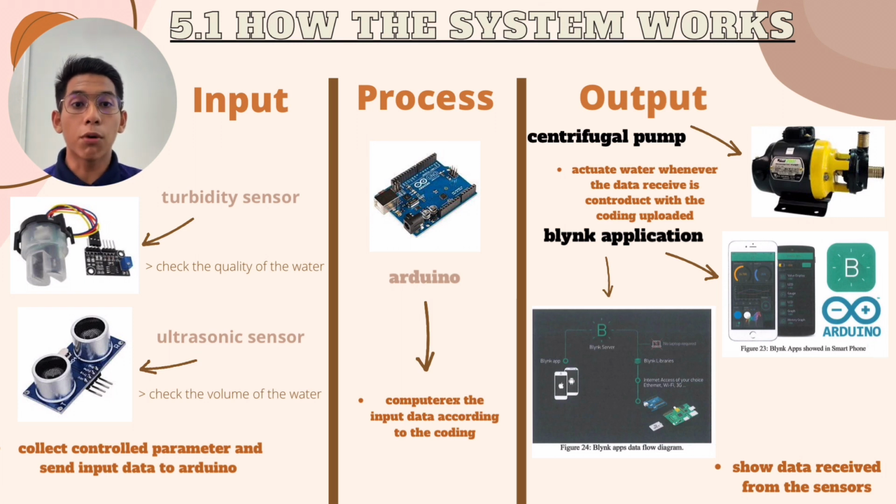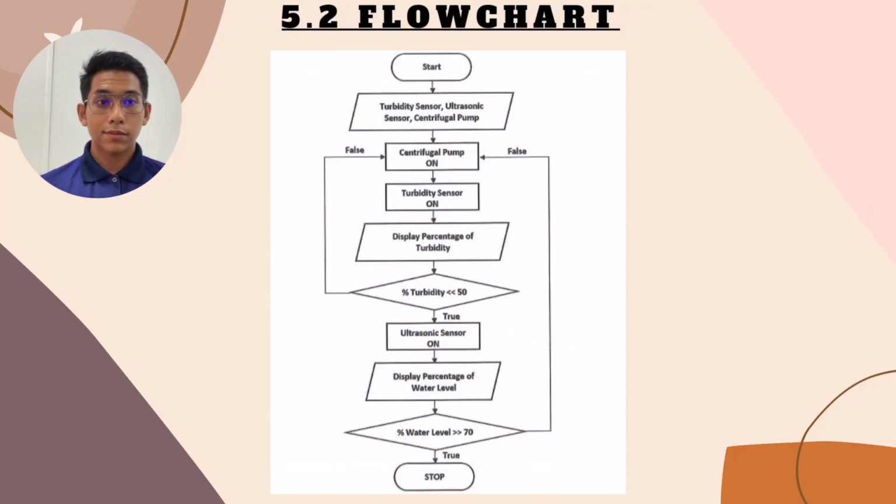And second, for the process, we have the Arduino, which is going to compute the data according to the coding that we have implemented. And for the output, we have the centrifugal pump, which is going to actuate the water whenever the data received is controlled with the coding uploaded. And we also have the Blynk application to show the data received from the sensors. So this is the flowchart on how our product actually works.